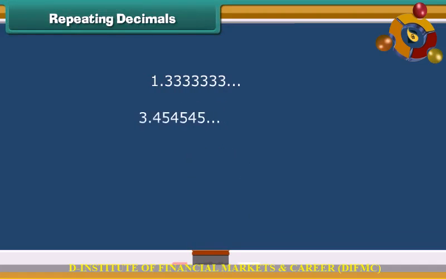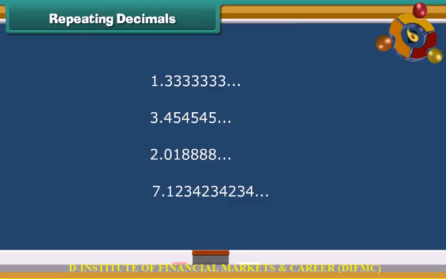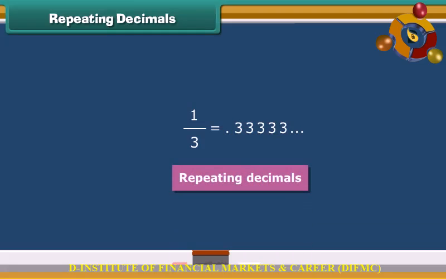Some decimals don't stop and go on adding numbers to the right forever. Look at the decimal form of the fraction 1 by 3. What did you notice? It starts with 0.33333 and just keeps on going on and on. So these decimals are termed as repeating decimals.